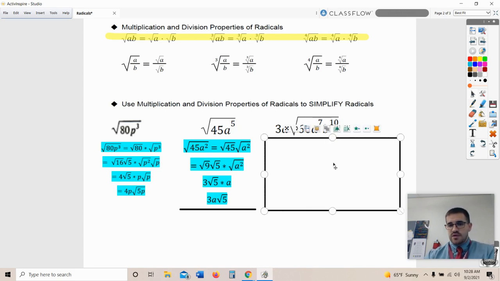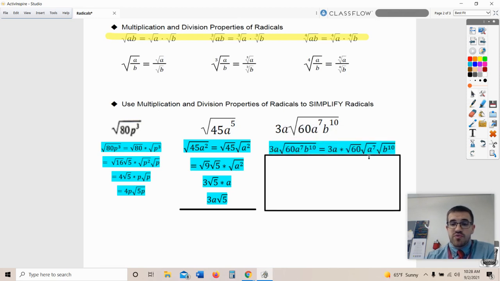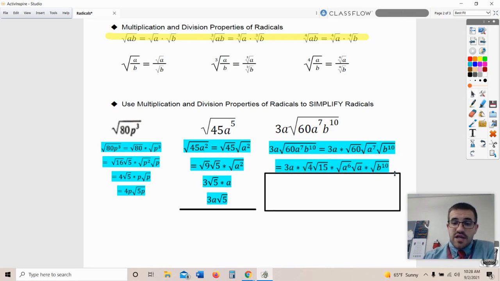And for this last one, you can apply this with more than one variable. So you have the 3a on the outside. Well, this just breaks down into 3a times the square root of 60 times the square root of a to the 7th times the square root of b to the 10th. So factoring out anything that's even, and you can write this out anytime you want, but you're just trying to divide in if you want to, like you know that the index is 2, you divide 2 into 7 as a check, or when you feel more comfortable with this.